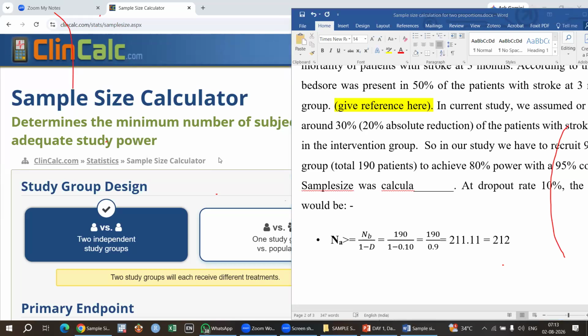Yes, you can mention it, no problem. Does the journal accept this online calculator? Oh, yes, easily, there is no problem. It's a very famous calculator, a reliable calculator.